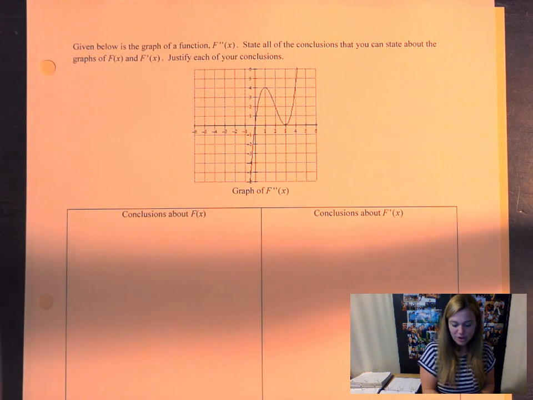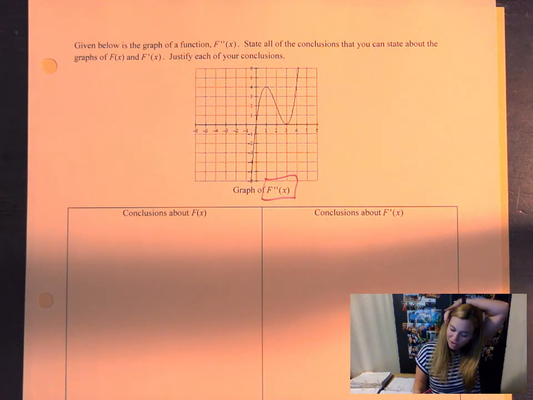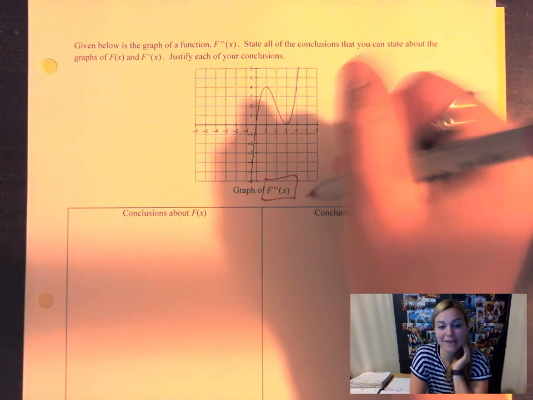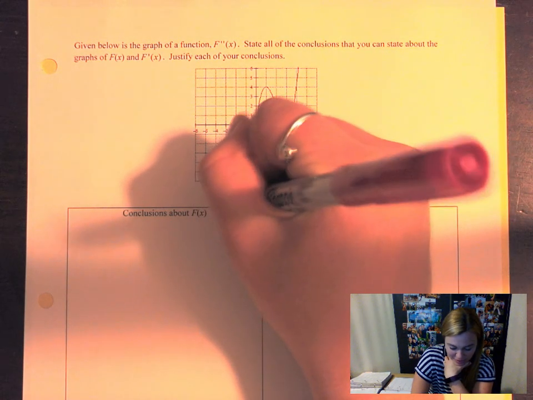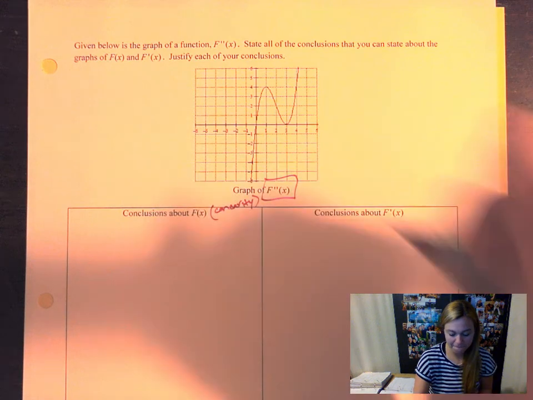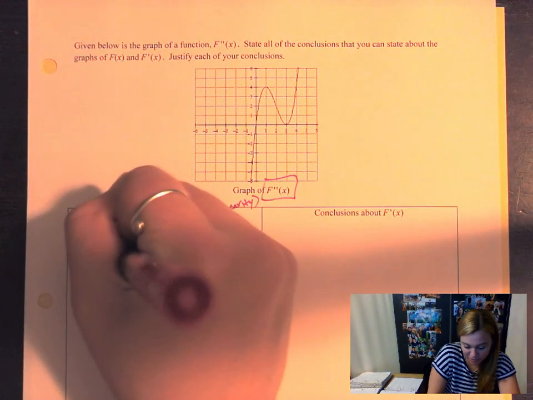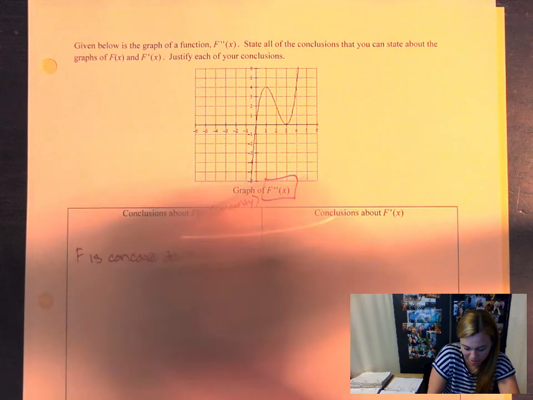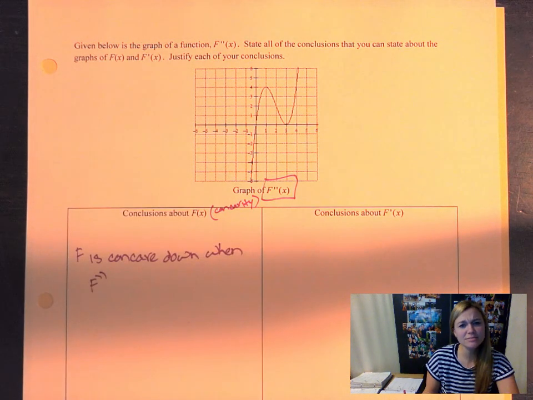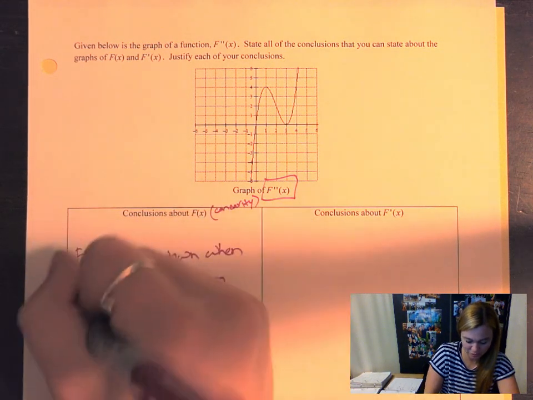You guessed it. This is a graph of f double prime. What can I say about f? The graph of f, when I have f double prime, is all about concavity. So you should be thinking concavity if I have the graph of f double prime. Okay, so f is concave down when f double prime is negative.